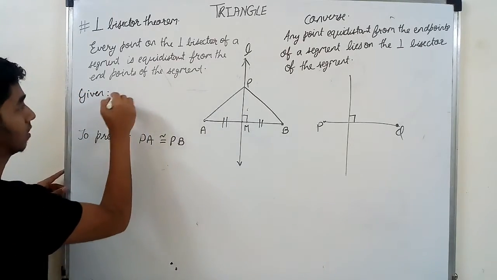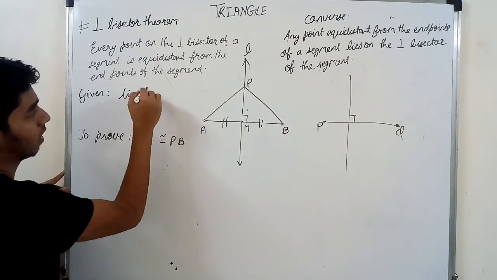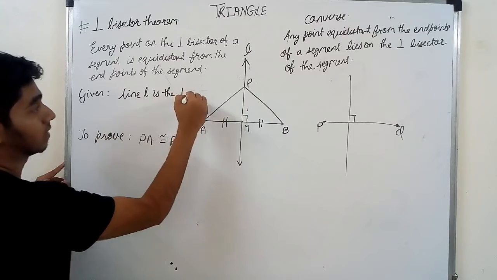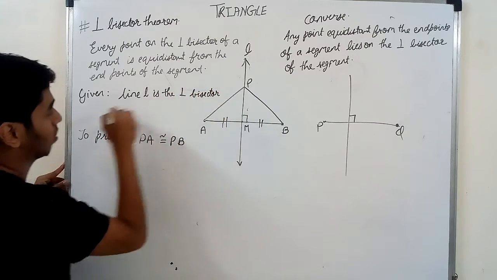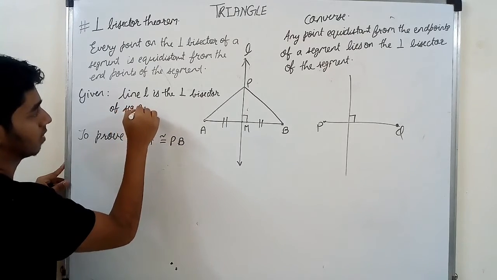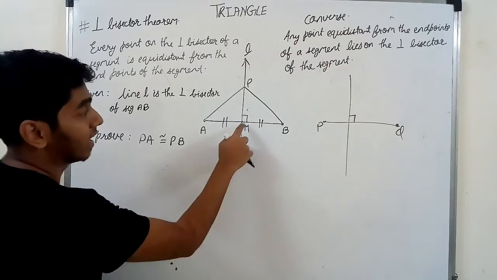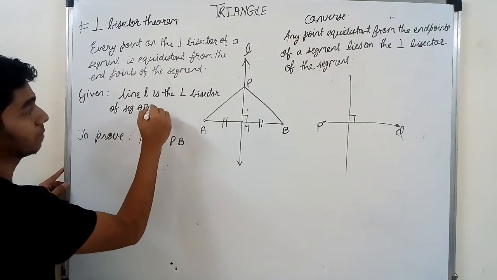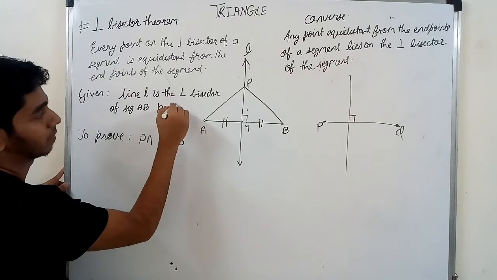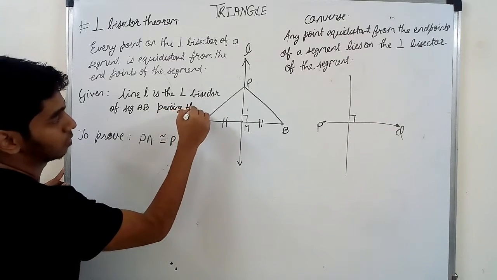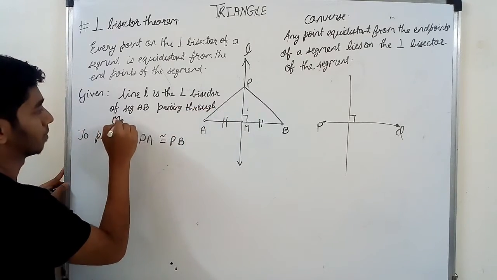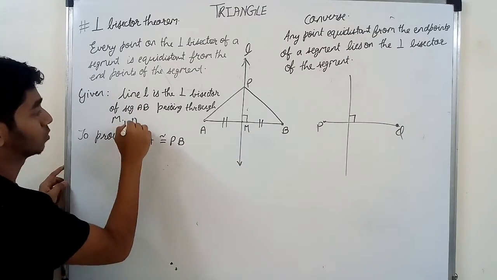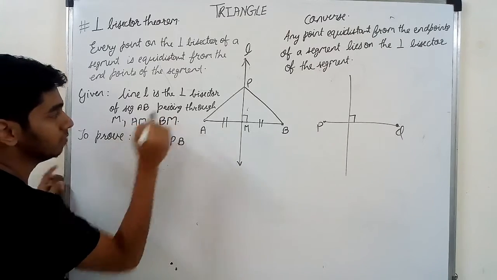AB is the segment, and line L, which is this line, is the perpendicular bisector of segment AB, and M is dividing AB. So we can say it is passing through M. If it is passing through M, it is understood that AM is equal to BM. So we can write that in the given itself. AM is equal to BM.